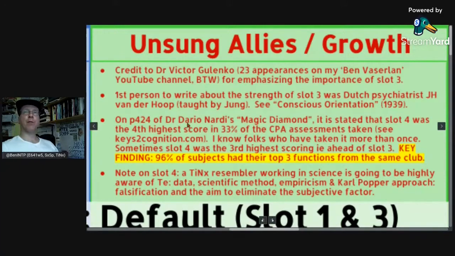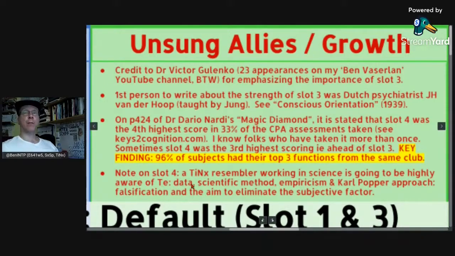On page 424 of Dario Nardi's book, The Magic Diamond, it is stated that slot four was the fourth highest score in 33% of the cognitive processes assessments, CPA assessments taken. See keyscognition.com. I know folks were taking it more than once. Sometimes slot four was the third highest score, ahead of slot three. Key finding: 96% of subjects had their top three functions from the same club. So if they were ESFP, their top three functions would be from the SF club, which is SE, SI, FE, FI.